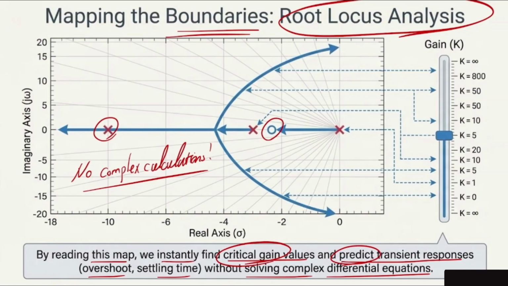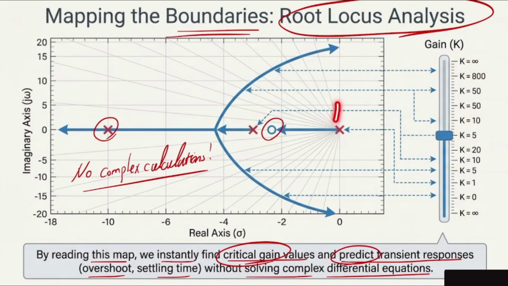So this is the condition, mapping the boundaries, root locus analysis. As I just told you, we have our zero, which is on the circle, and we have the x's, the poles themselves. Based on the movement of k, at one point it is 5, then 10, till infinity, we can see what is actually happening to those poles.